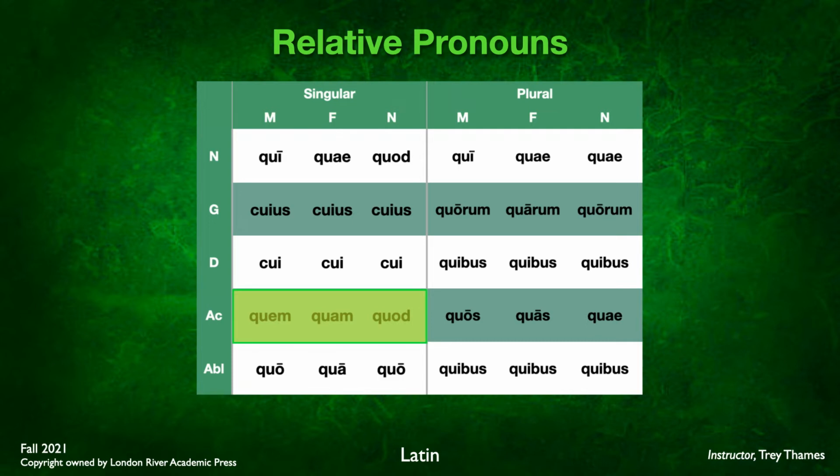Now, when you drop down to the ablative, you have your typical endings O, A, and O. So that gives us quo, qua, quo, all of these having the macron over them. So one more time. Qui, quae, quod. Cuius, cuius, cuius. Cui, cui, cui. Quem, quam, quod. Quo, qua, quo.